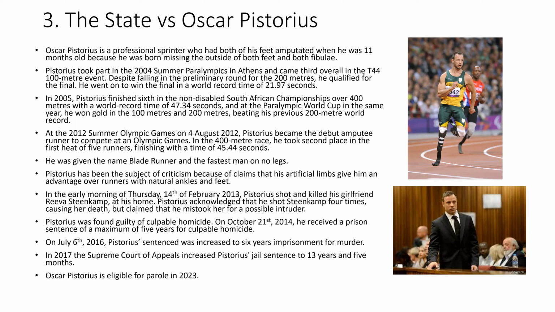At the 2012 Summer Olympic Games on August 4th, he became the debut amputee runner to compete at the Olympic Games. He took 2nd place. He was given the name of Blade Runner and the fastest man on no legs. The stories have been the subject of criticism because of claims that his artificial limbs gave him an advantage over other runners.